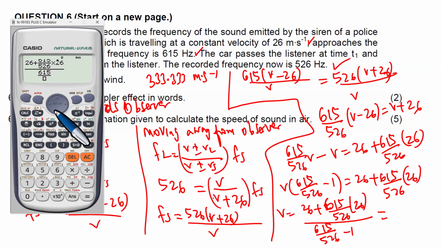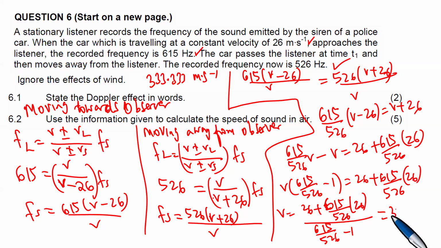divided by 615 over 526 minus 1, which is 333.33 meters per second. So this is going to be exactly the velocity of the sound in air. Let's look at the next question.